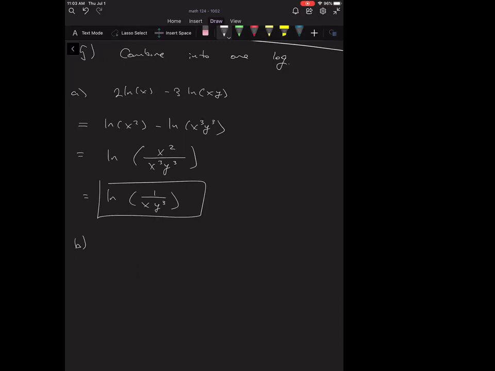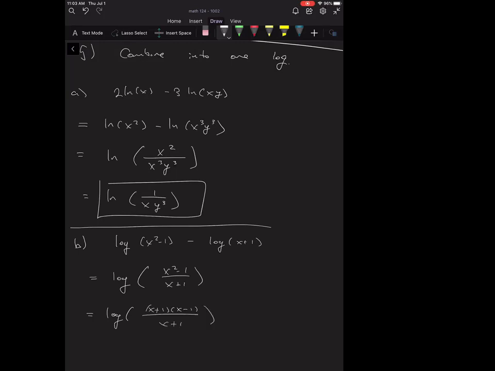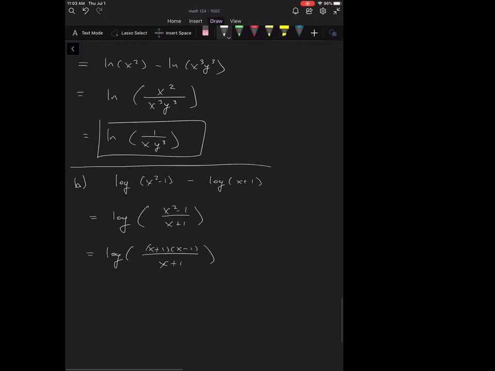Okay, for part B, log of x squared minus 1 minus log of x plus 1. So we're subtracting 2 logs. We can just write one log symbol and divide the inside. So x squared minus 1 is on the top, x plus 1 is on the bottom. So the next thing we can do is factor the top. This is going to be x plus 1, this is going to be x minus 1, all over x plus 1. And then those x plus 1's cancel. So all we have is log of x minus 1.